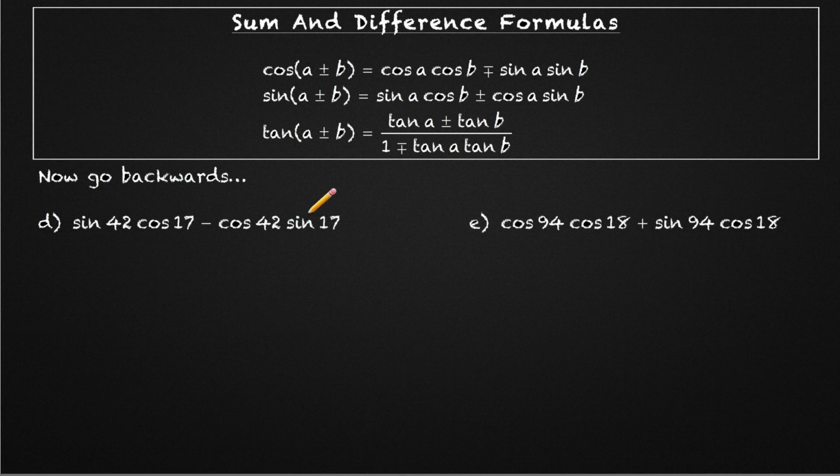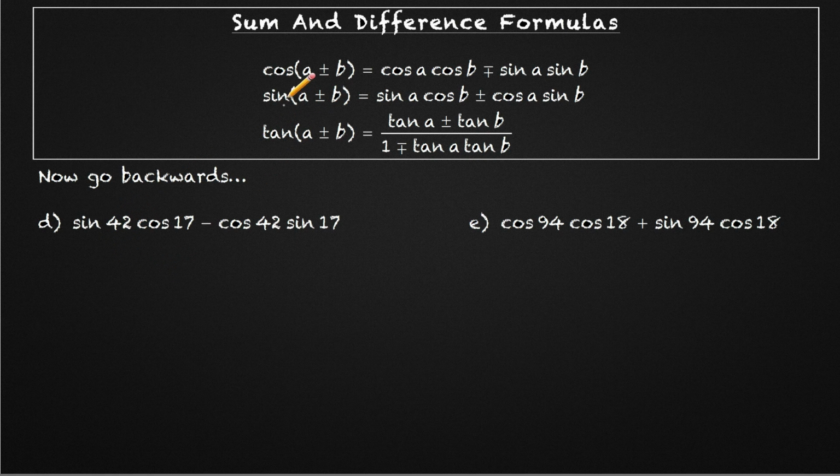All right, now we want to go backwards. And so the idea here is that they're given sine A cosine B minus cosine A sine B. And basically we need to figure out two things. What formula this is. Is it the sine formula or the cosine formula? And then is it the sum or the difference formula? And then what is my A and what is my B? And figure out whether we're adding or subtracting. These are very simple problems.